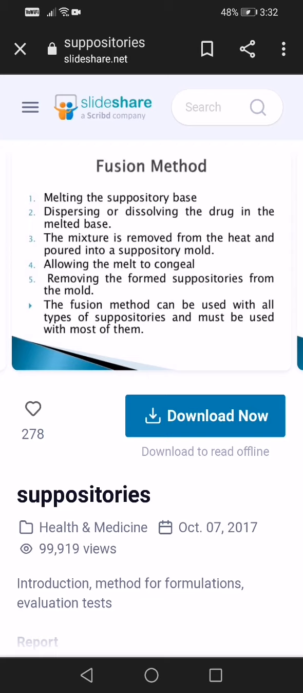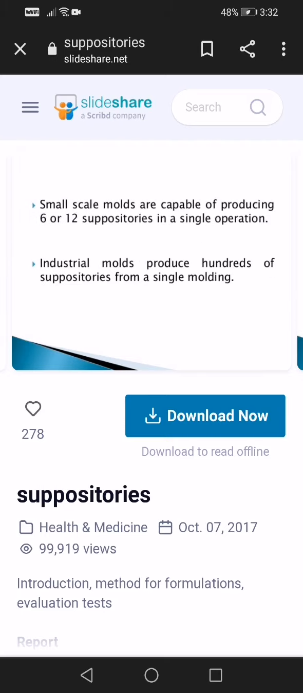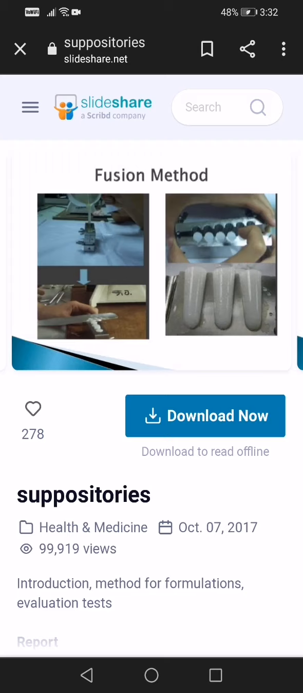Next, coming to the fusion method: melting the suppository base and dispersing or dissolving the drug in the melted base, the mixture is removed from the heat and poured into a suppository mold, allowing the melt to congeal. Then the formed suppositories are removed from the mold. The fusion method can be used with all types of suppositories and must be used for most of them. Small scale molds are capable of producing 6 or 12 suppositories, and industrial molds produce hundreds of suppositories from a single molding. This is a fusion method which we can do in our laboratory also.